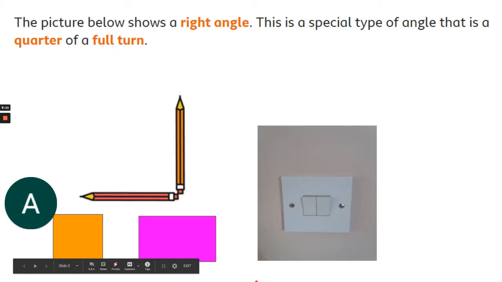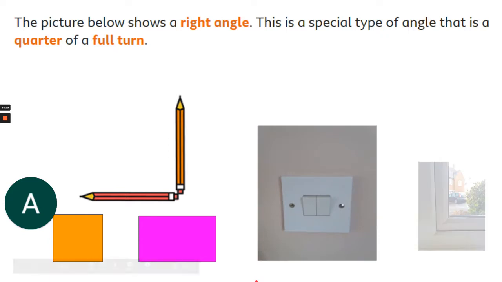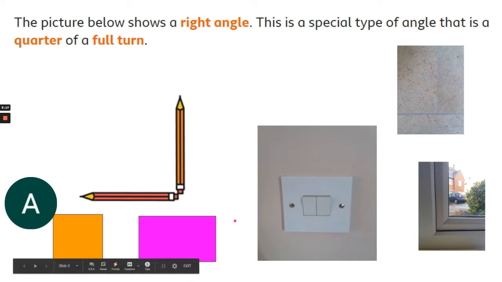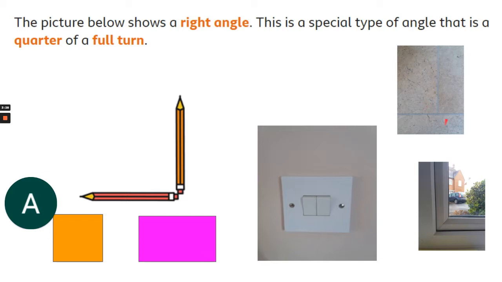There's some right angles in the house. You can see the right angles I found in my house. I've got right angles around my light switch. You can see the corners. I've got right angles on my windows, and I've also got right angles on the tiles on my floor. You can see there where the lines meet.